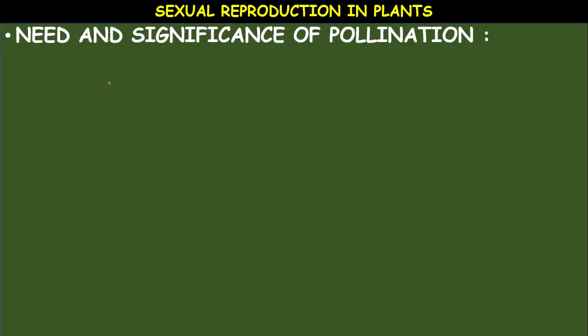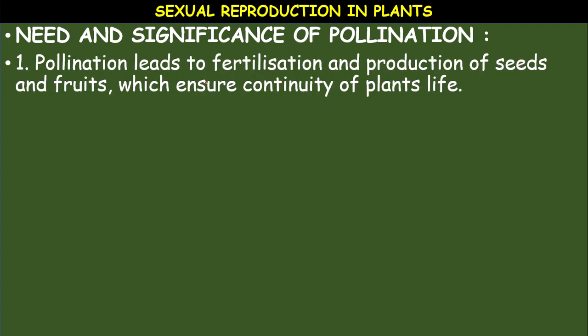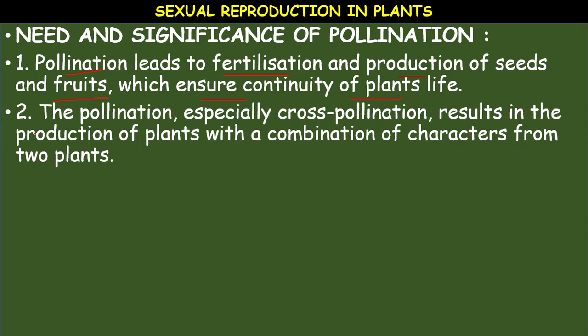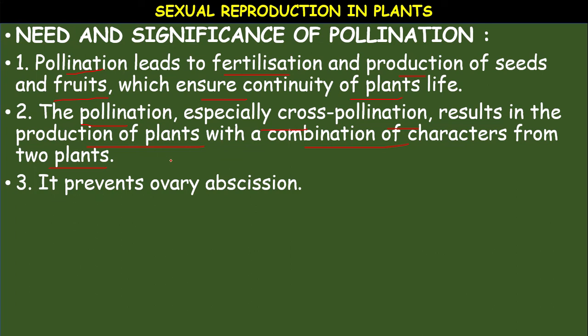Next, need and significance of pollination. Why is pollination important? The pollination leads to fertilization. Pollination is an essential event before fertilization, and the production of seeds and fruits are all a result of pollination and fertilization, which ensure the continuity of plant life. Pollination, especially cross pollination, results in the production of plants with a combination of characters from the two plants, means hybrid. Good quality seeds are produced by cross pollination. That is why it is one of the methods used in the hybridization process of plant breeding.